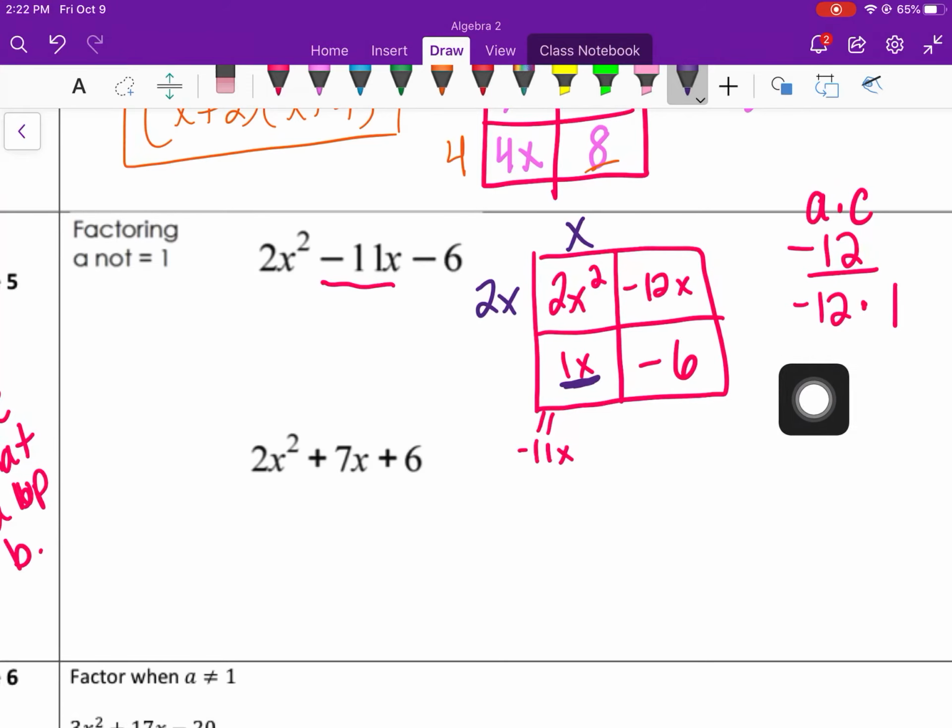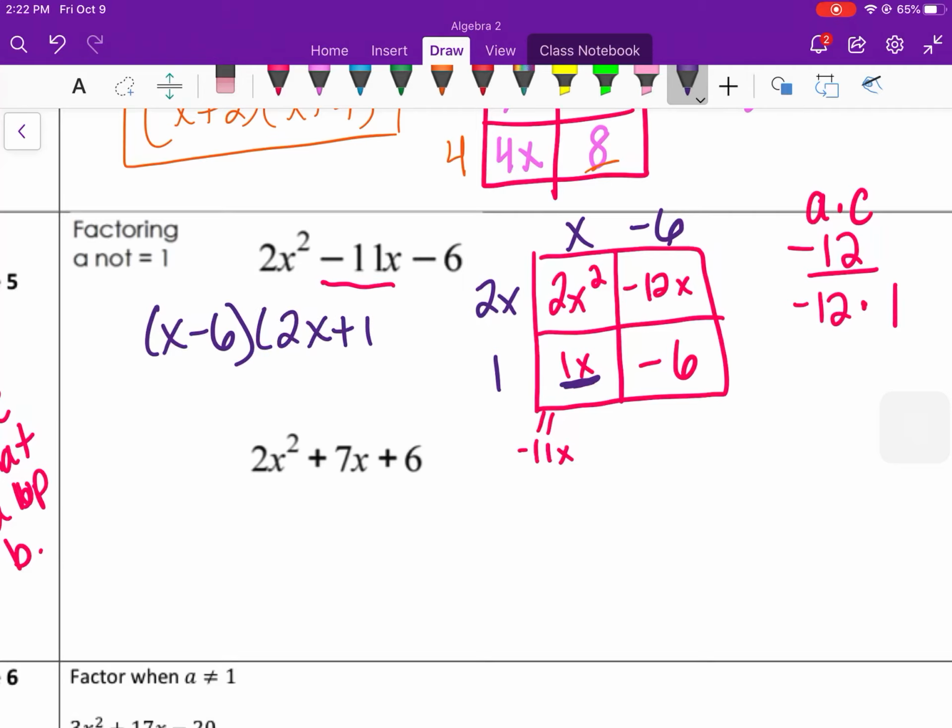Then 2x times what would give me negative 12x? Since 2x times negative 6 is negative 12x, the negative 6 goes there. Then x times what is 1x? It'd be 1. Then your factors are x minus 6 from the top, and then along the side it'd be 2x plus 1.